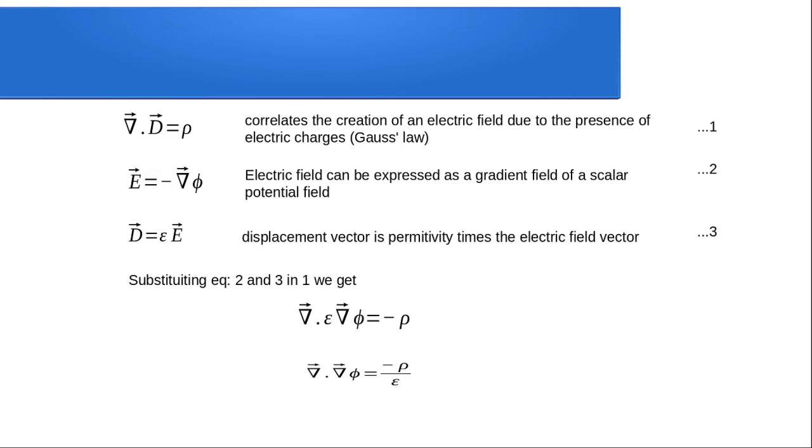Also we know another relation, or you should know another relation regarding the electric field, which can be represented as the gradient of a scalar potential field. The scalar potential field is given by phi. When we apply the del operator on a scalar, we get the gradient. So the electric field is given by minus del phi.